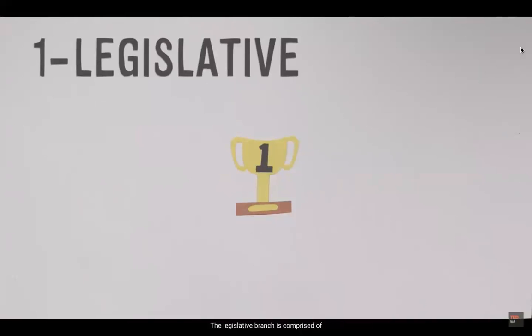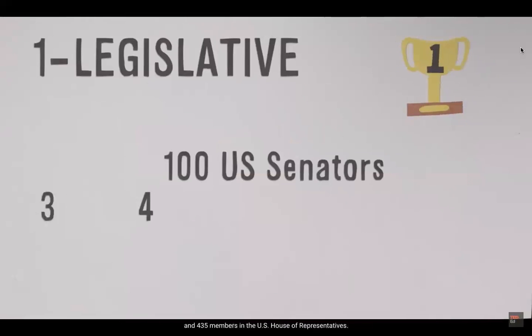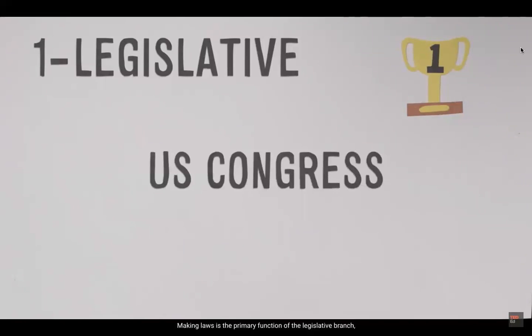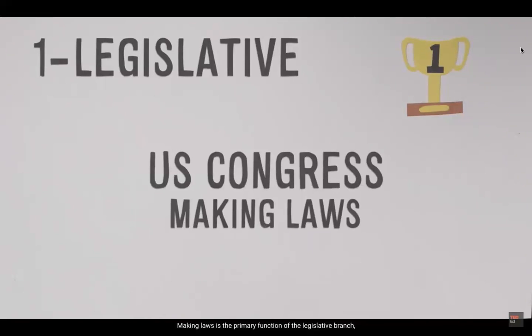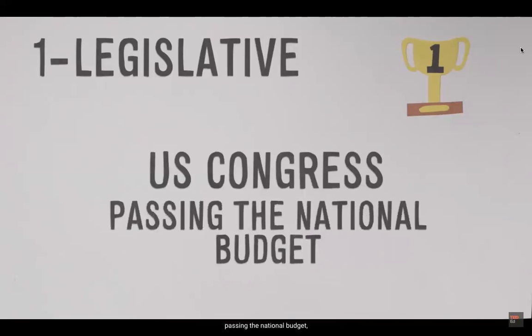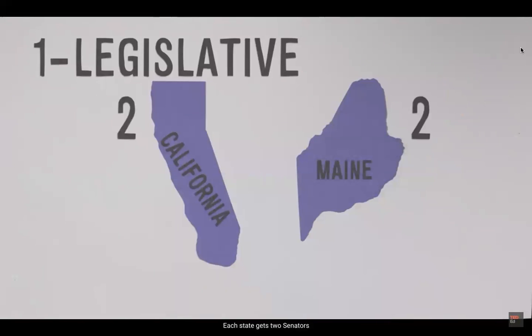The legislative branch is comprised of 100 U.S. senators and 435 members in the U.S. House of Representatives. This is better known as the U.S. Congress. Making laws is a primary function of the legislative branch, but it is also responsible for approving federal judges and justices, passing the national budget, and declaring war. Each state gets 2 senators and some number of representatives, depending on how many people live in that state.